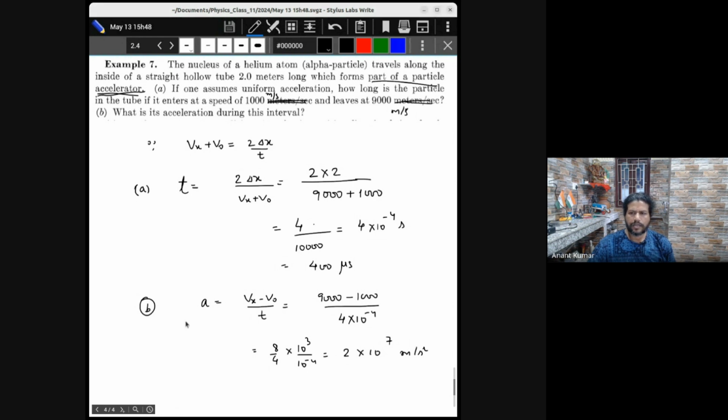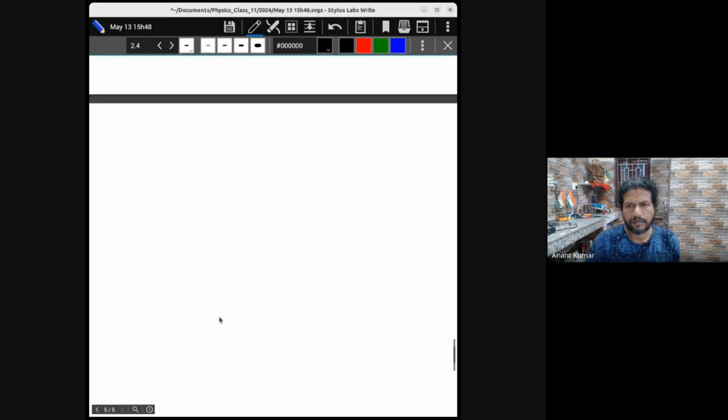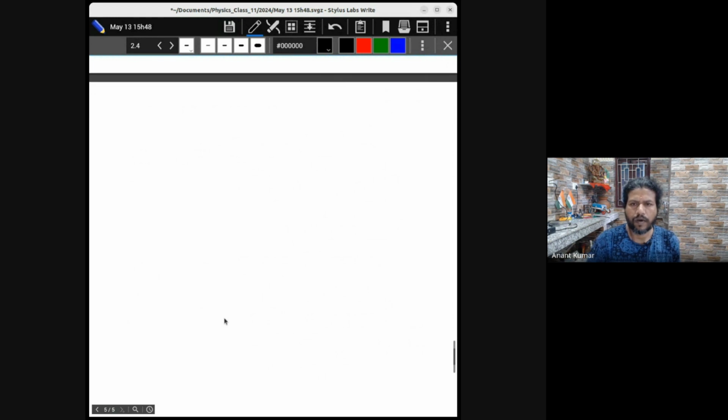If we consider a special case of uniform acceleration, when I leave a body to move freely near the Earth's surface, only under the action of gravity, it is known to move with a uniform acceleration, which is called the acceleration due to gravity. The numerical value of acceleration due to gravity is around 9.8 meter per second square for points near the Earth.